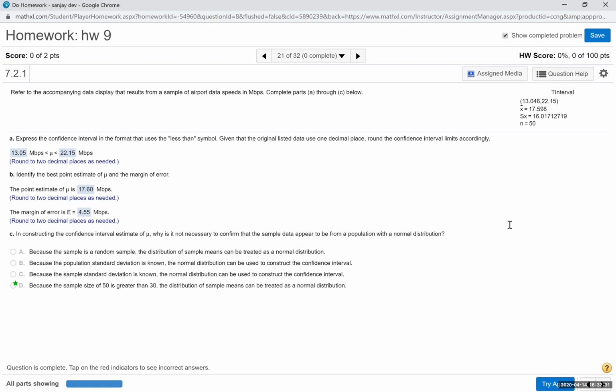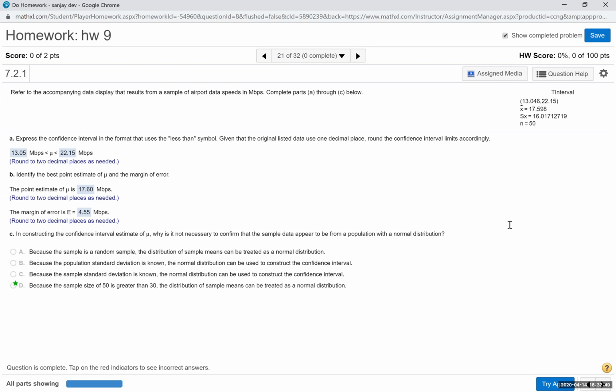13.046 and 22.15, that's part A. What is the best point estimate? What is the mean, the population mean actually? So what you gotta do, population mean is really the same as X bar, right? You just add these two together and divide by 2, and you're gonna come out to be 17.60, okay?